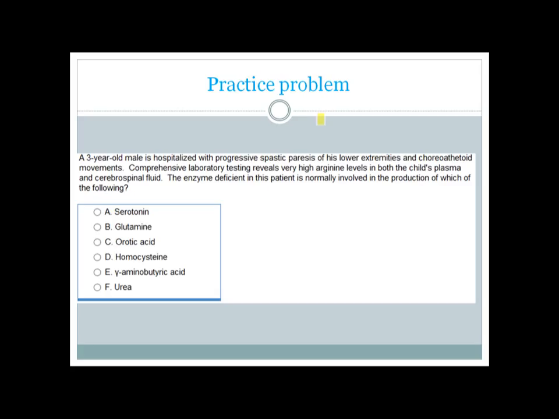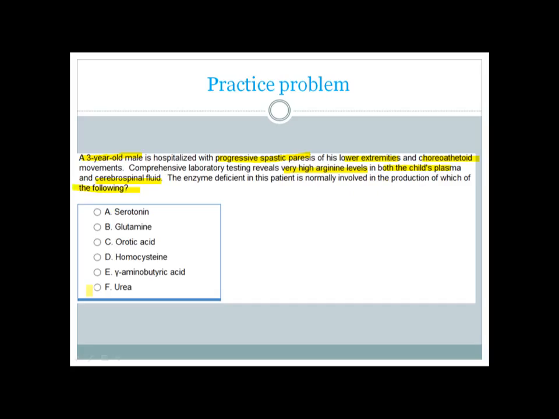We have another practice problem here. A 3-year-old male is hospitalized with progressive spastic paralysis of his lower extremities and choreoathetoid movements. Comprehensive laboratory testing reveals very high arginine levels in both the child's plasma and cerebrospinal fluid. The enzyme deficient in this patient is normally involved in the production of which of the following?